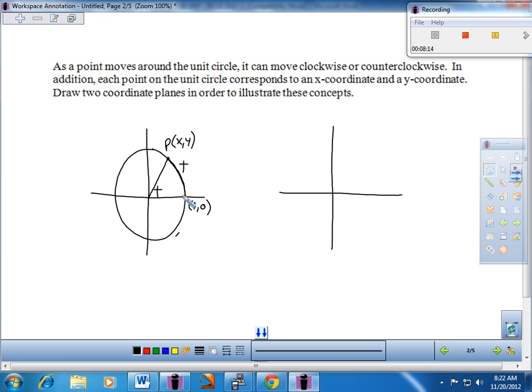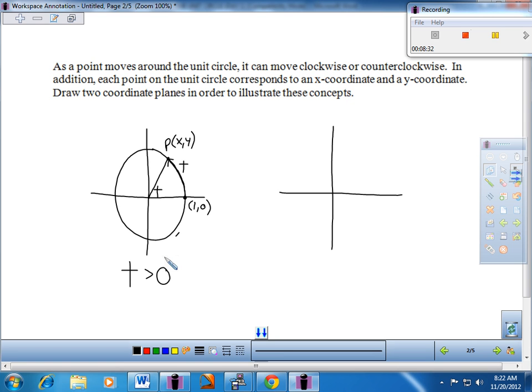Just one thing to note in this, and actually let me go ahead and put a little arrow there to show that we moved counterclockwise. And we've talked about this before, but a counterclockwise rotation in terms of an angle, and now also moving around the unit circle, counterclockwise rotation, t is going to be positive.